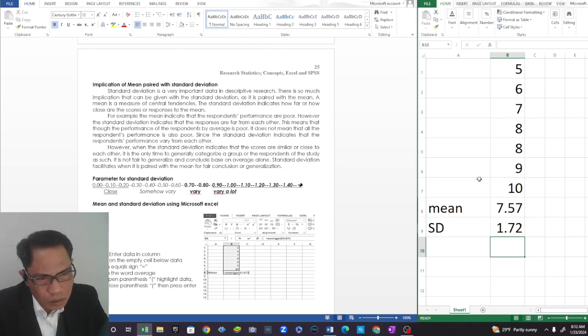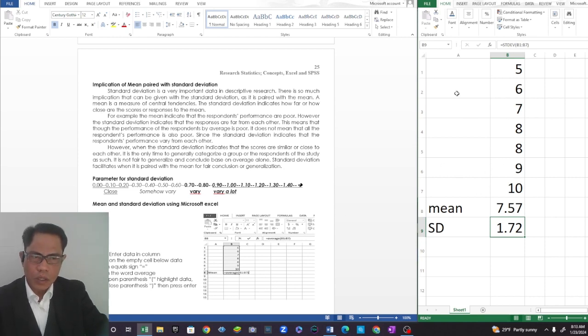Let's go to the mean. Mean is very simple. It's just an average. But standard deviation paired with the mean, the standard deviation itself is a concept that needs to be understood fully. So when you say 1.7 based on the parameters, that means the responses vary a lot from each other.